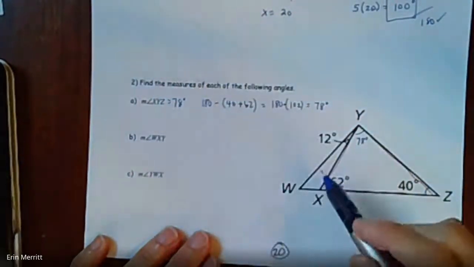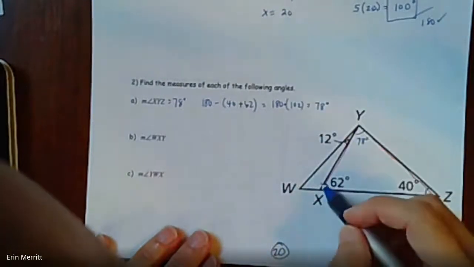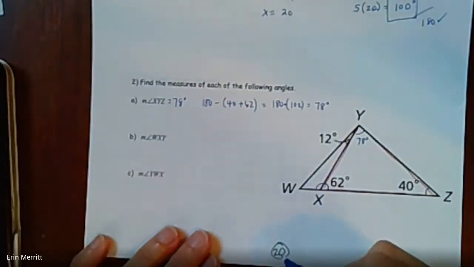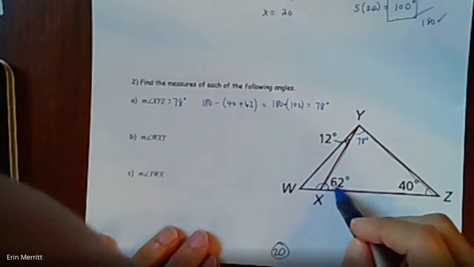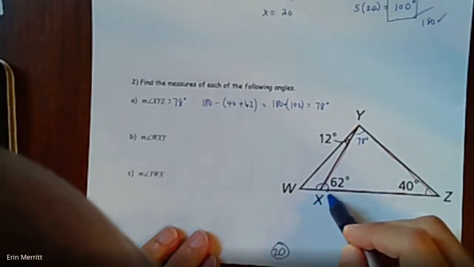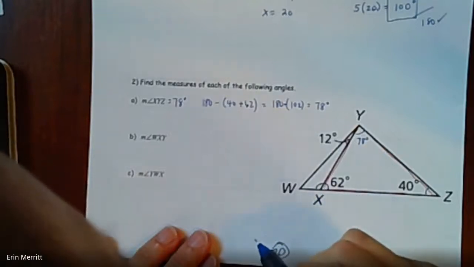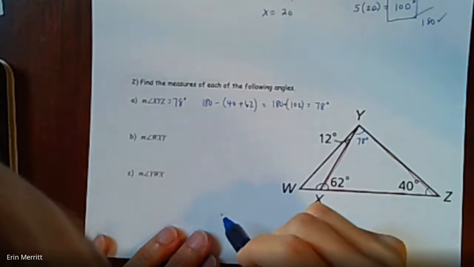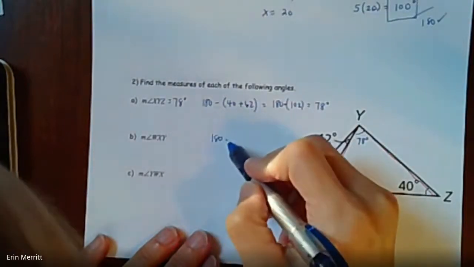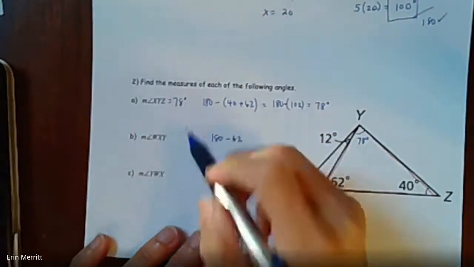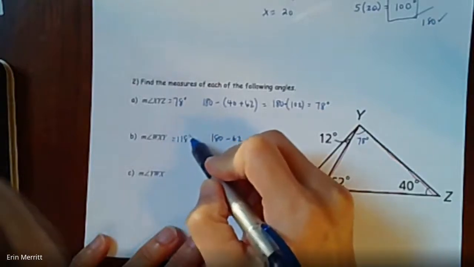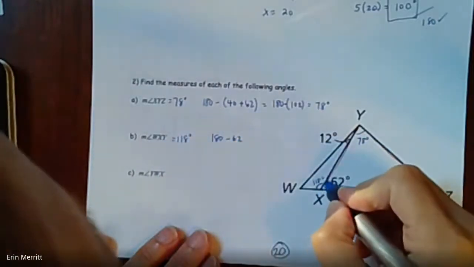All right, for angle WXY, this one, I wouldn't really use a triangle property. I use the fact that 62 and the angle we're looking for form a nice straight line. So because they are a linear pair, they are also supplementary. So if I go 180 minus 62, that's going to leave us with 118 degrees.